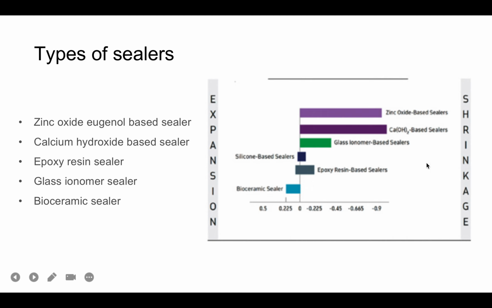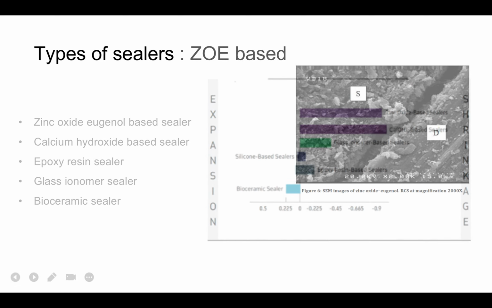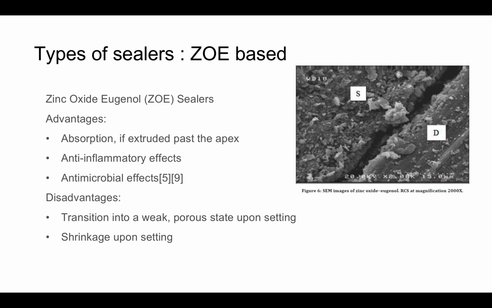The most shrinkage was noted in the calcium hydroxide based sealer and the zinc oxide based sealers. So let's talk about individual sealers. Zinc oxide eugenol based sealers. Amongst its advantages basically is the absorption if extruded past the apex. It is well absorbed by the periapical tissues. It has anti-inflammatory and antimicrobial effects. This is due to the existence of zinc and the properties of eugenol.